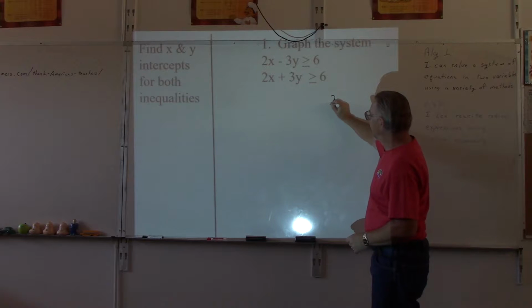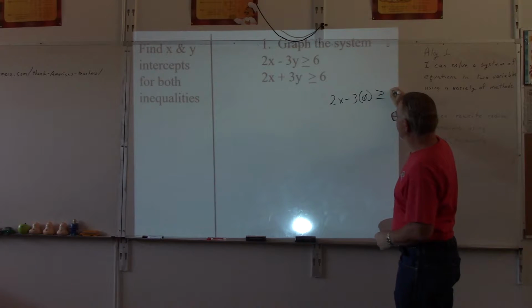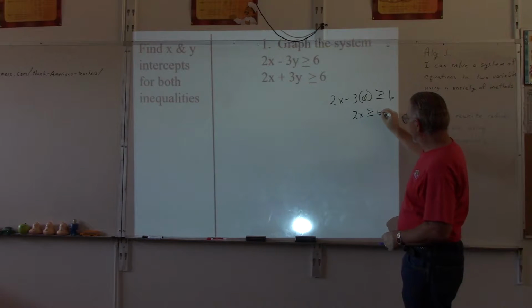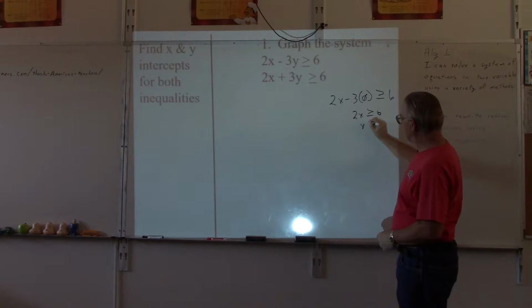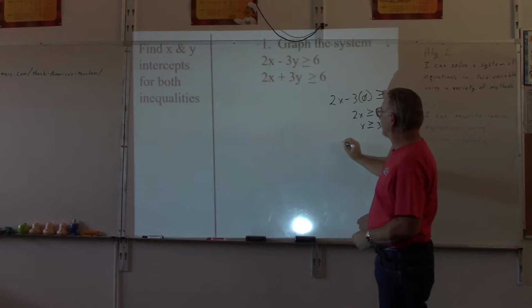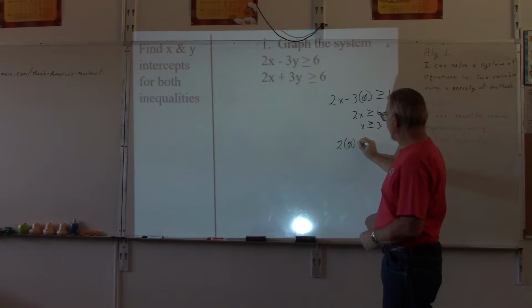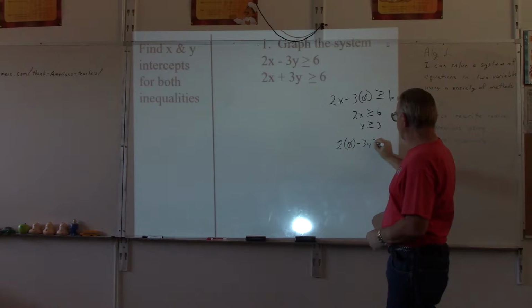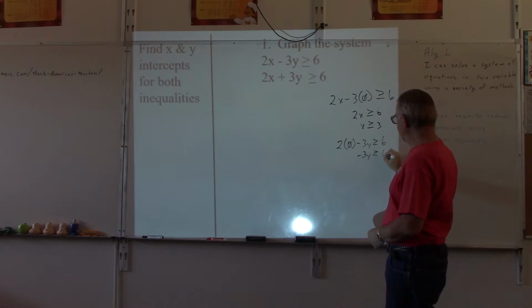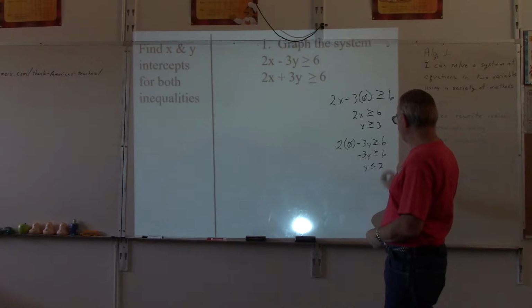So if I take the first one, I've got 2x minus 3 times 0 is greater than or equal to 6. 2x is greater than or equal to 6. X is greater than or equal to 3. That sign is very confusing. Now my y: they have 2 times 0 minus 3y greater than or equal to 6, or minus 3y greater than or equal to 6, or y less than or equal to 2.